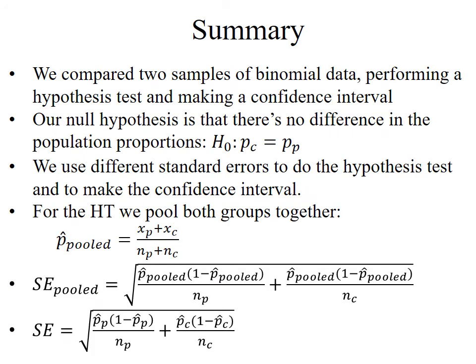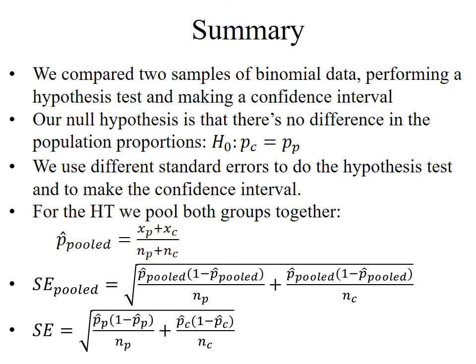What did we do? We compared two samples of binomial data by doing a hypothesis test and making a confidence interval. The null hypothesis in these cases is generally that there's no difference in these population proportions. They're the same thing. They're sampling the same population. The most important thing I want to emphasize, on this part, maybe the trickiest thing, is that we have different standard errors to do the hypothesis test and to make the confidence interval.